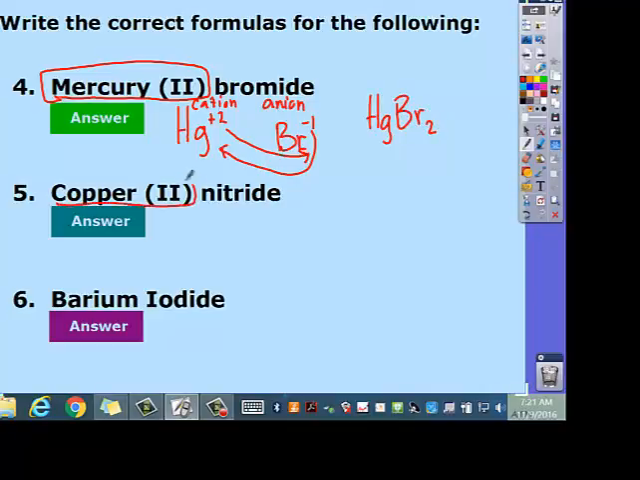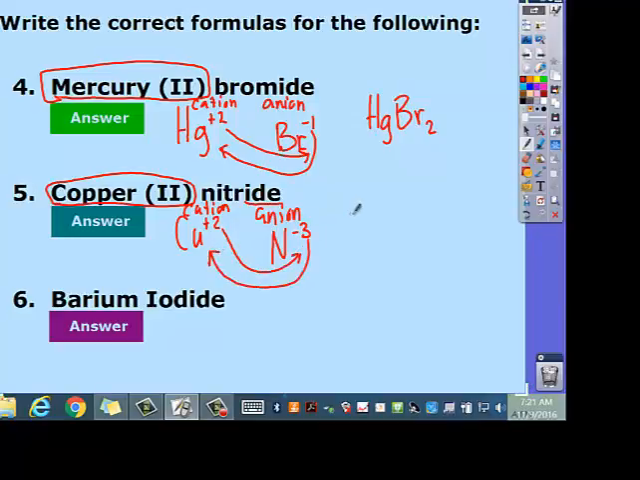Next one, I have copper(II). That's going to be Cu. This is my cation. And it has a 2 there, so it's a +2 charge. Nitride, IDE, so that means it's an element. So anion, and it's going to be nitrogen. Nitrogen is in the 15th group that has a -3 charge. Cross my charges. And then I'm going to get Cu3N2. Okay. Next one, barium iodide. My cation here is going to be barium.